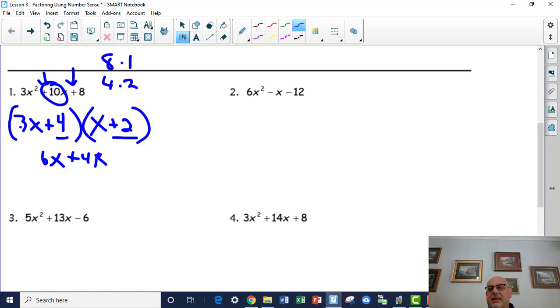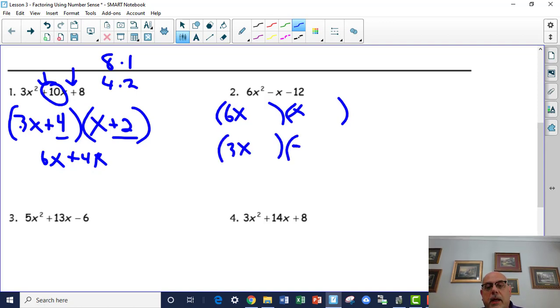Now you come to something like number 2. Well, number 2, you have 6x squared. There are 2 ways to get 6x squared: 6x and x, or 3x and 2x. Those are the 2 ways you're going to get 6x squared. You know the signs will be different, but you don't know which is which.